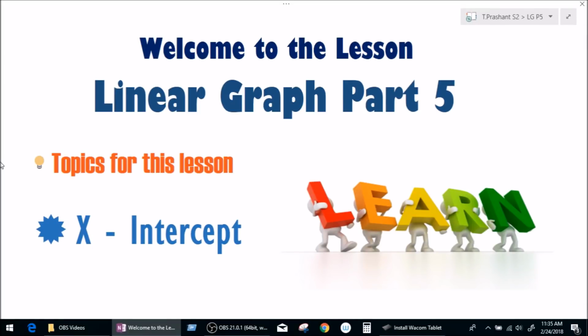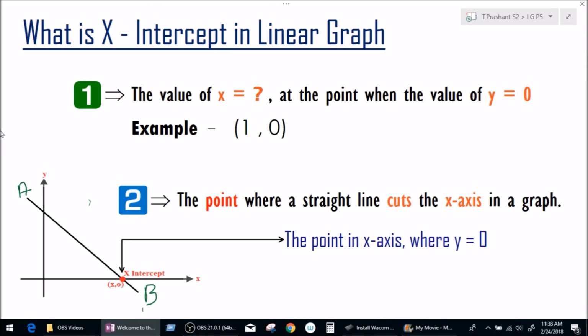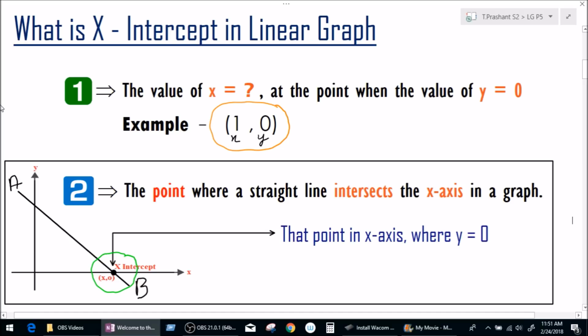This is linear graph part 5, and in today's video we'll be learning what is an x-intercept. So let's go learn what is an x-intercept. X-intercept can be defined in two different ways. Number one is the value of x at the point when the value of y equals 0. And second is in terms of graphing, where a straight line intersects with the x-axis in a graph. So in order to understand what is an x-intercept, you have to study both of these definitions.